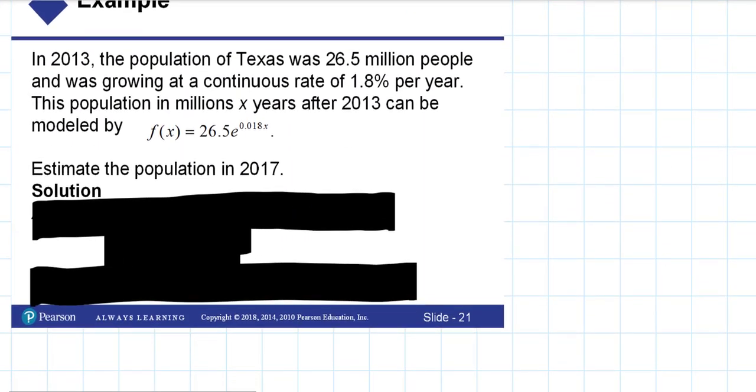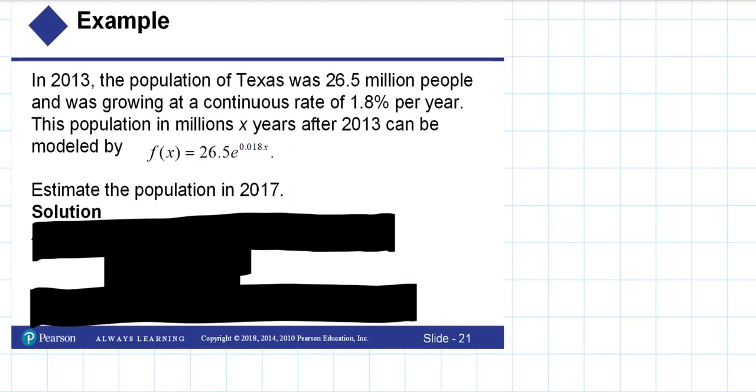So here's an example where e pops up in a calculation. So the population of Texas was this amount, 26.5 million, and it was growing. And it's growing, first of all. That means it's a growth function. And they give you the rate. They tell you the population at 2013, and they say after 2013, this function here can model that population growth.